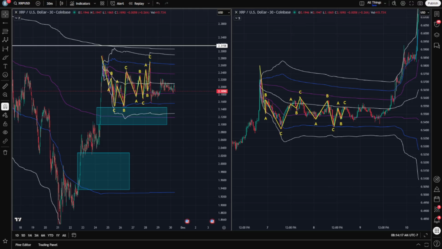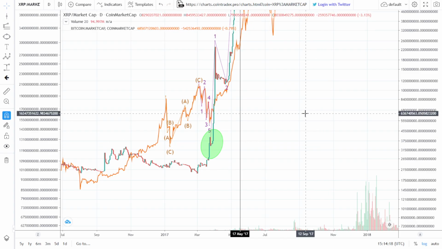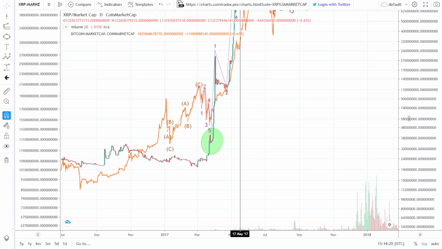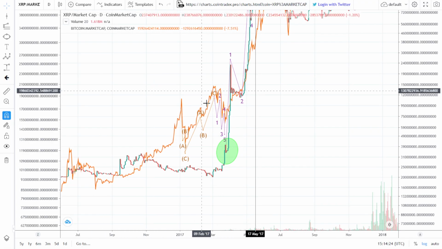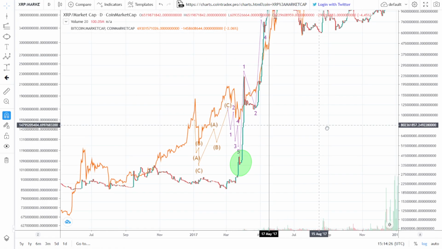So now this is kind of fun. I jumped over historically and wanted to see what we had done in the past here. So this is a chart where we have both Bitcoin in orange and XRP in candles, okay?